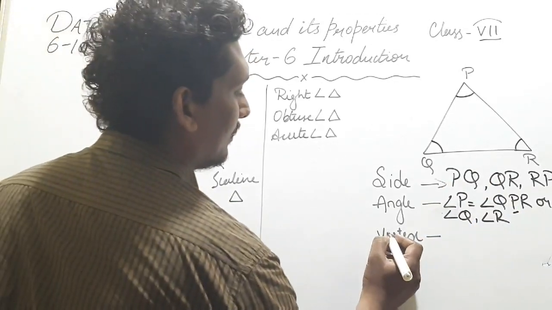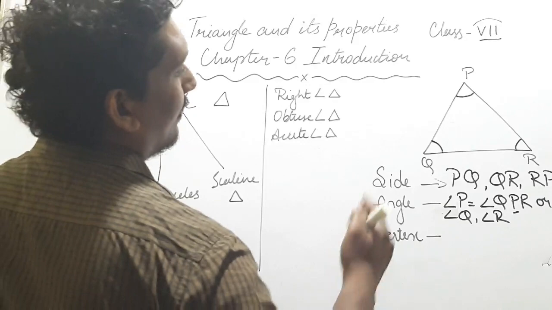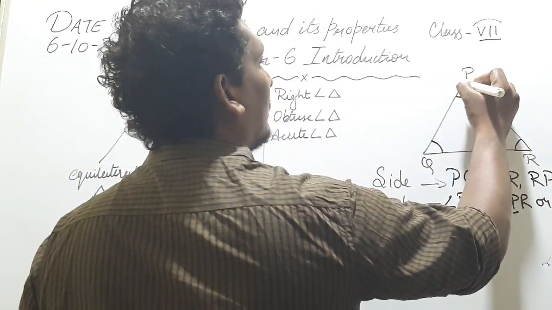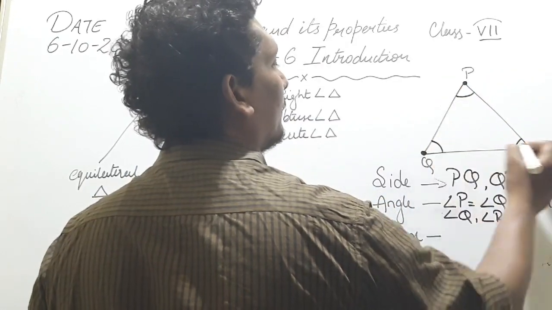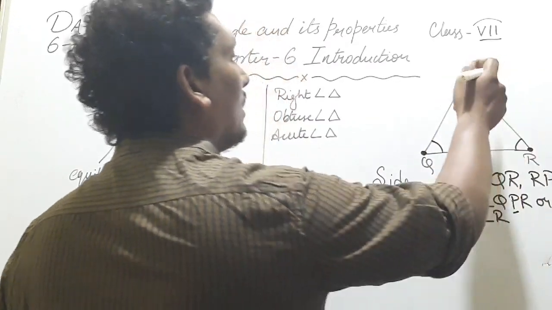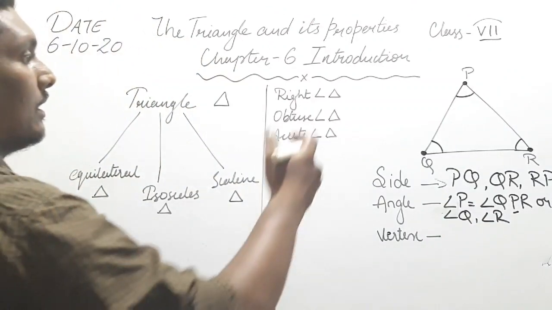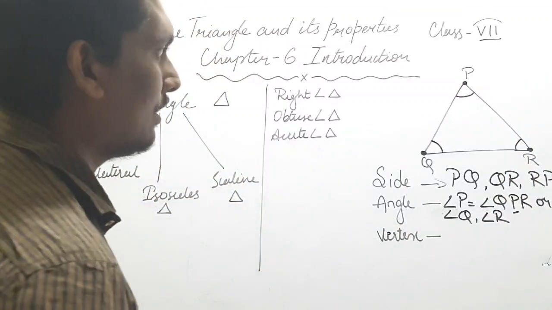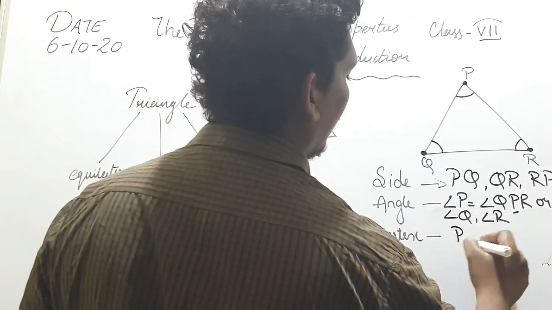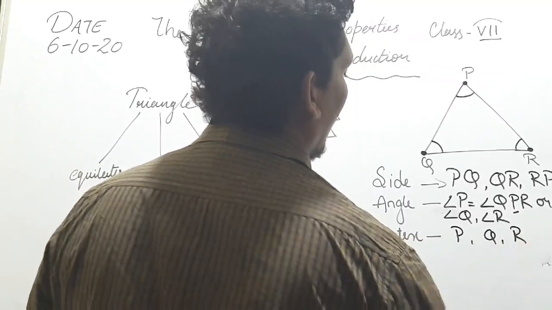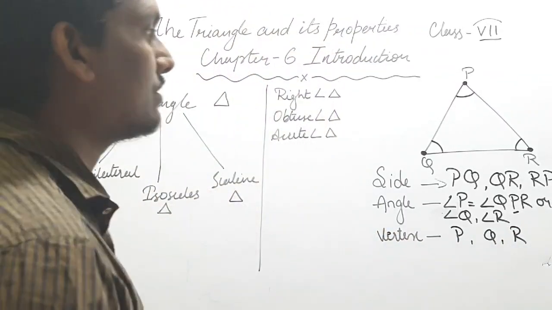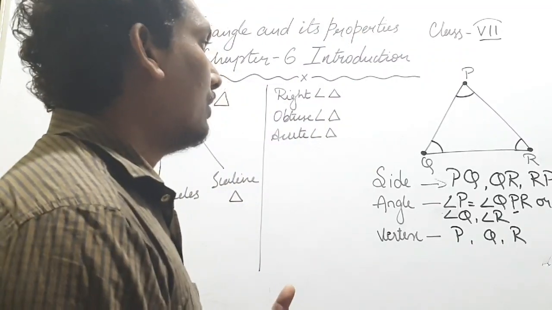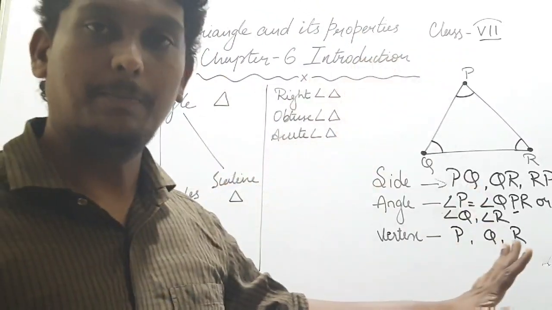Now we are talking about vertices. We are having three corners. This corner point is called a vertex, and the plural is vertices, right? Vertex P, then we are having Q, and we are having R. Okay, so P, Q, R are the three vertices of this triangle. So this is all about triangle.